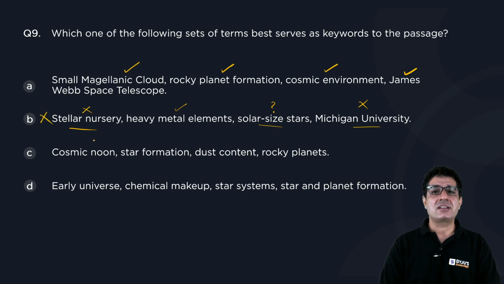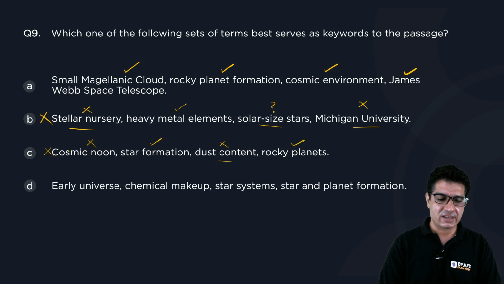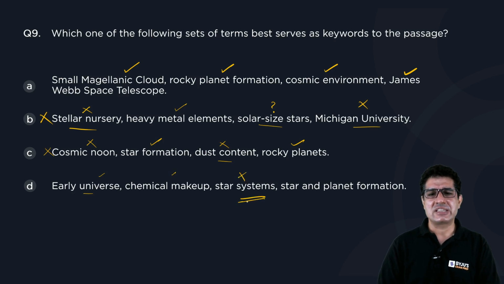Cosmic noon, is that a term that best serves as a keyword? No. Star formation, yes. Dust content, no. Rocky planets, yes. So once again, A scores over C. Let's rule it out. Then D, early universe, okay. Chemical makeup, maybe. Star systems, that is not a keyword. Formation of stars is. Star systems, no. Star and planet formation, yes. So I think we can still go with chemical makeup, star and planet formation.